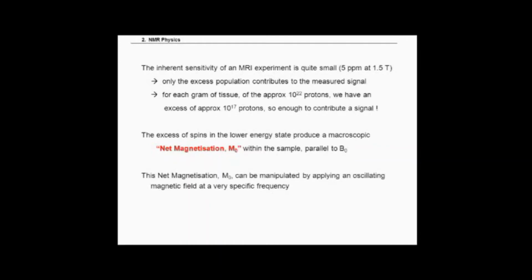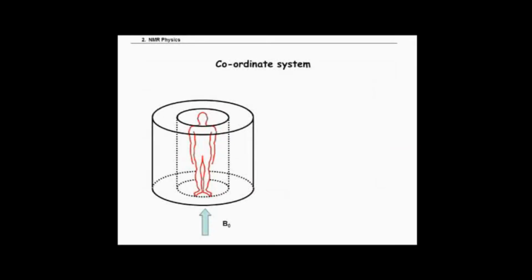And we're going to try and measure this, and we do this by manipulating the direction of this vector by applying radio waves, as it turns out, so an oscillating magnetic field at a very specific frequency. So just to give us a coordinate system, in the picture I showed you earlier on, the patient is lying horizontal down the bore of this cylindrically shaped magnet. We're just going to orientate it vertically now. So the person is lying along the bore of the magnet. This is the direction of B0.